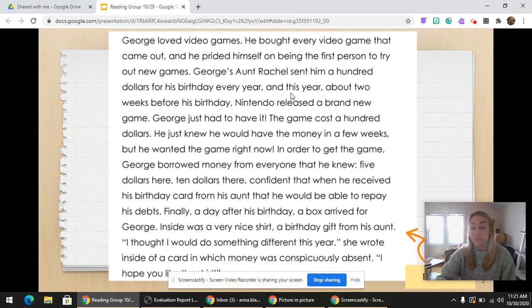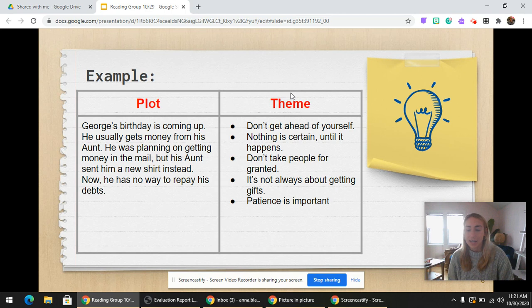Now, what is our theme? What is the moral or the message that the author wants you to learn from reading this story? Maybe don't get ahead of yourself. By borrowing the money and then thinking he would get more money, he was getting ahead of himself. Nothing is certain until it happens. Don't take people for granted. It's not always about getting gifts, and patience is important. Those aren't specific things that happen in the story. Those are overall themes, morals, or messages that we can take away from it.